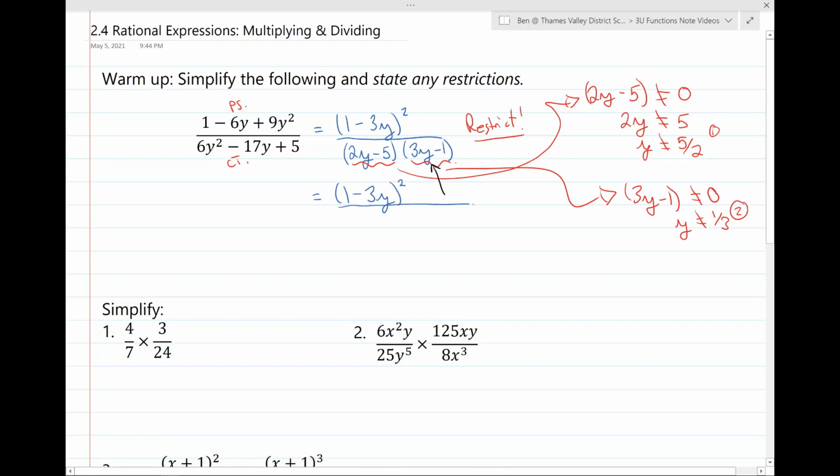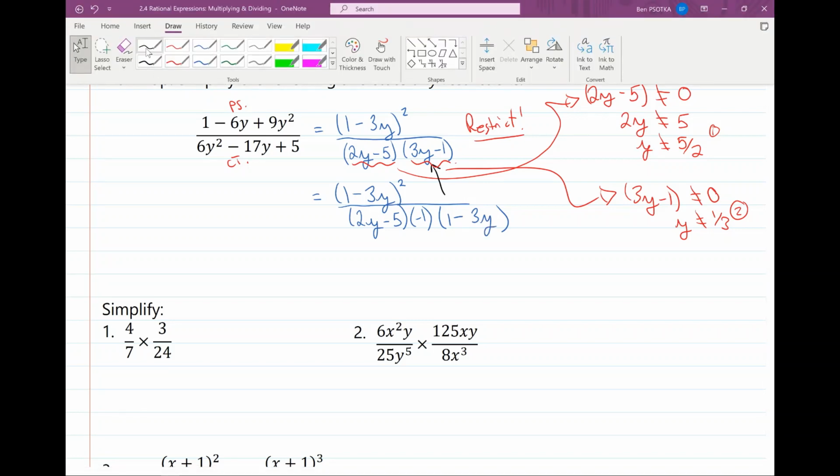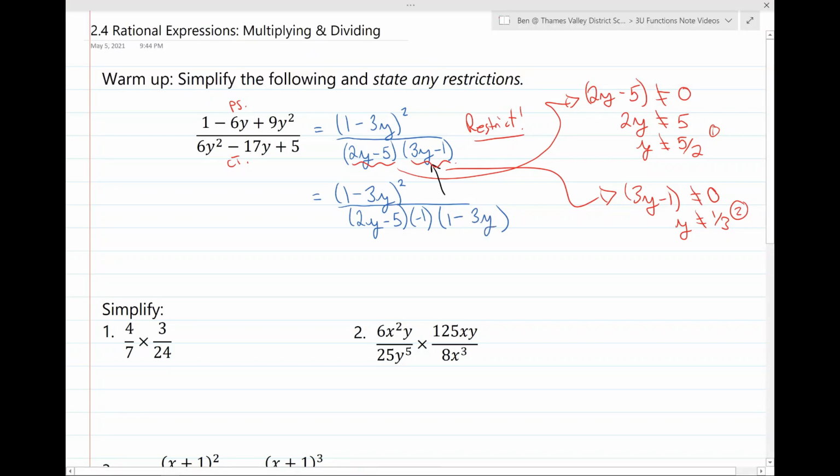So we still have our 2y minus 5. Now we factor out a negative 1, and we switch the sign of everything inside these brackets. So we're left with negative 3y plus 1. Well, I can put that in a better order. I can make that 1 minus 3y, which accomplishes what we set out to accomplish. That is, the factor looks the same as in the numerator. If the factor looks the same, then I can start canceling because I've already stated my restrictions.